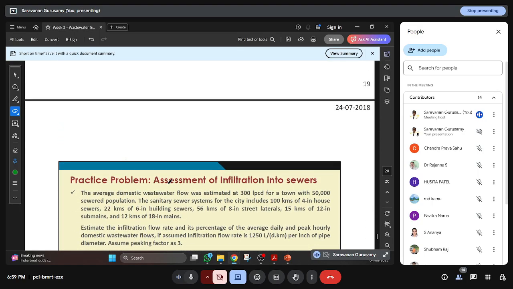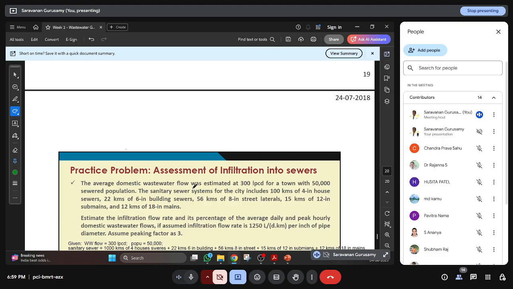So the second question they are given is the average domestic wastewater flow. Wastewater flow they have given us 300 LPCD. The population they have given us 50,000. The sanitary sewer system for the city includes 100 kilometers of 4 in house sewers, 22 kilometers of 6 in building sewers, 56 kilometers of 8 in street laterals, 15 kilometers of 12 in submains and 12 kilometers of 8 in mains. So these are all sewer lines, and if you multiply everything, you will get the total sewer line kilometers.